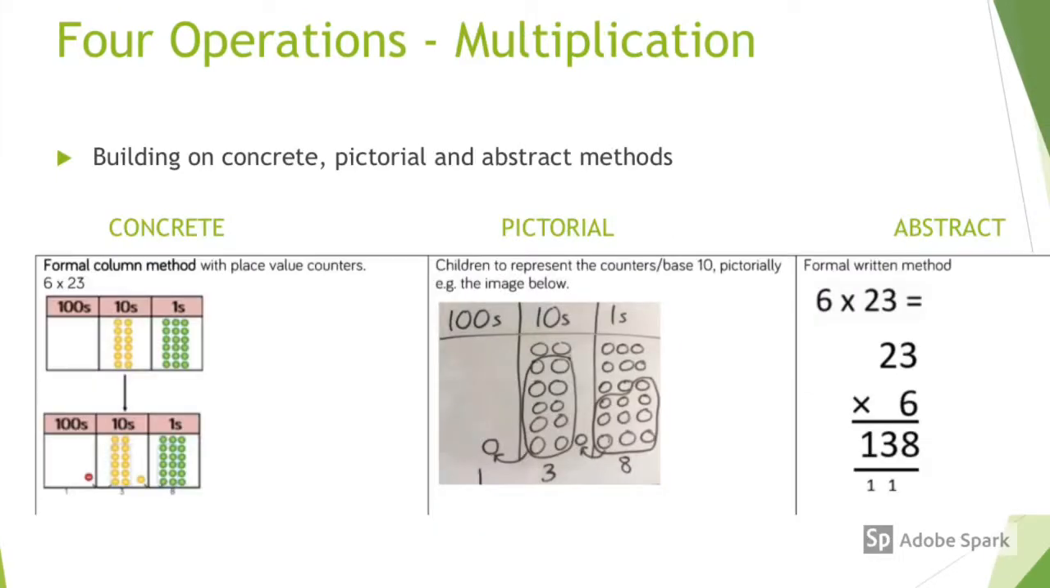Here are just some examples for how we build up the concrete, pictorial and abstract methods for multiplication. So you'll see 6 times 23 in the first column with counters, then you can see 6 times 23 as pictures, before seeing 6 times 23 as an abstract method with a formal written method.